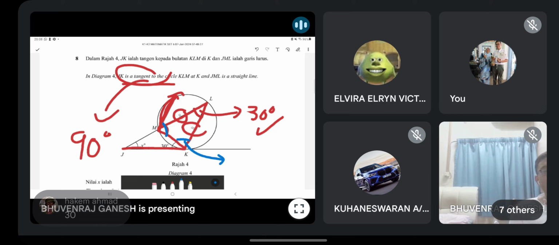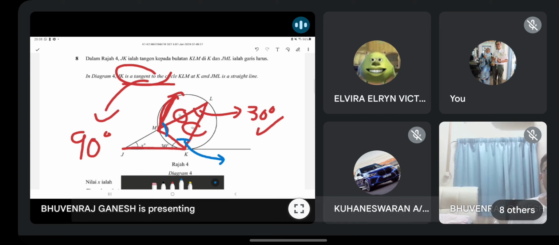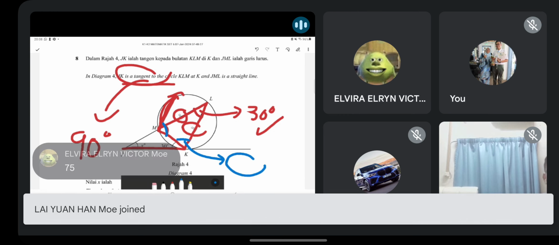Hah? Macam mana boleh 30? Ini bukan segitiga sisi sama. This is not equilateral triangle. You must remember, this is isosceles triangle. Segitiga kaki sama. So what is this angle, guys?